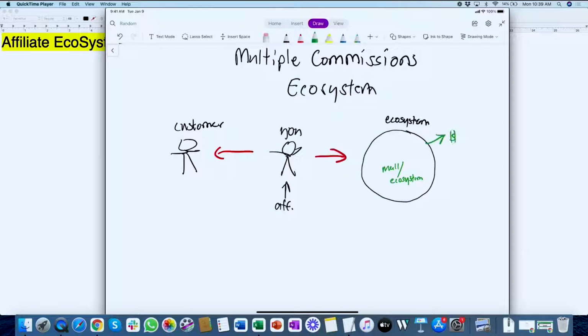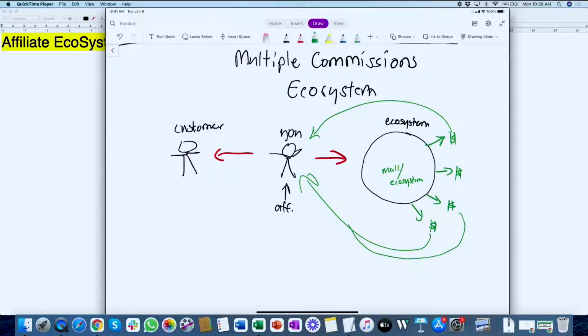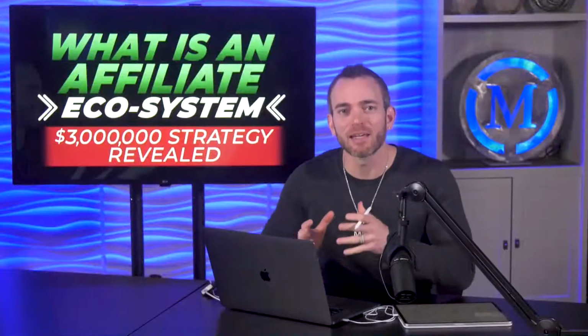If they make a purchase from any one of the different companies or different products in this particular ecosystem, you get paid, which means there's a lot of these money signs coming back to you. You get paid multiple commissions. It's a way that you can now compete with bigger businesses. It's a way that you can now guarantee that you have an edge over everybody else because you're getting multiple commissions.